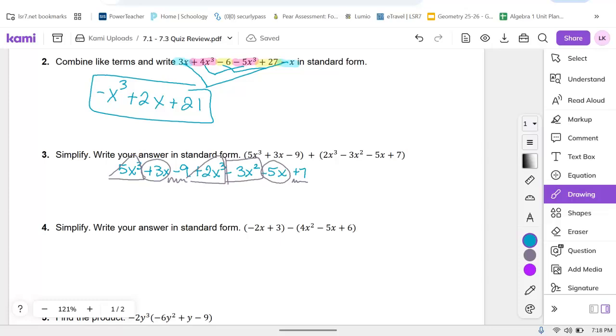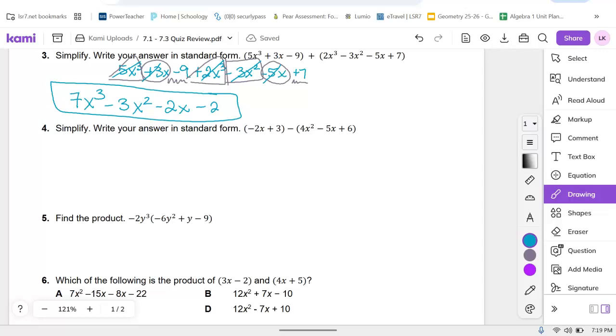So then I put that in standard form. So I have 5x cubed plus 2x cubed. So that's going to be 7x cubed. I cross them out so I know I used them. Then I have minus 3x squared. 3x minus 5x is minus 2x. And then negative 9 plus 7 is negative 2. And that's your answer.